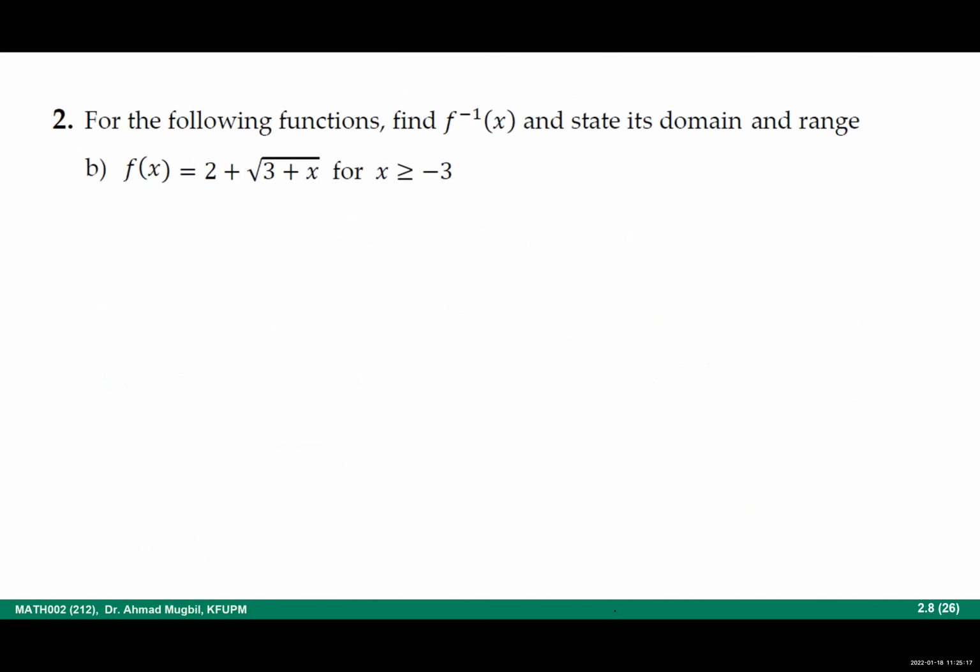So let's solve this one, please. In your notes, try to solve this exercise. For the following function, find the inverse and state its domain and range.